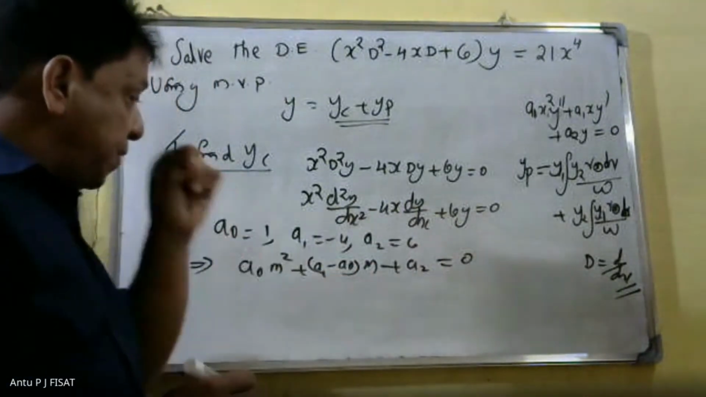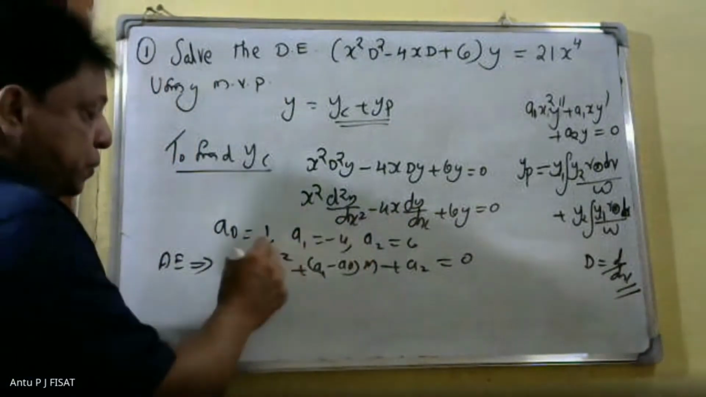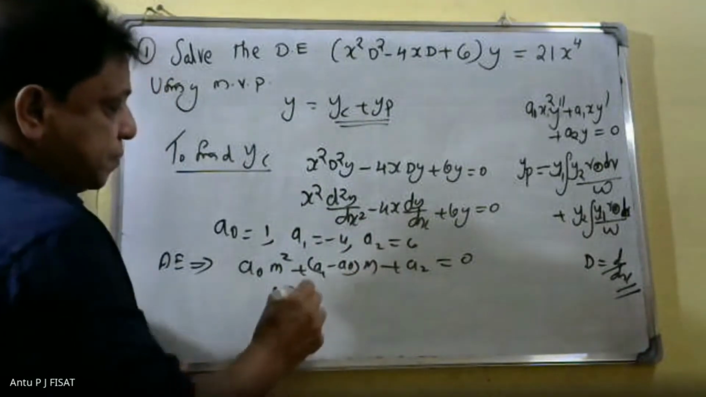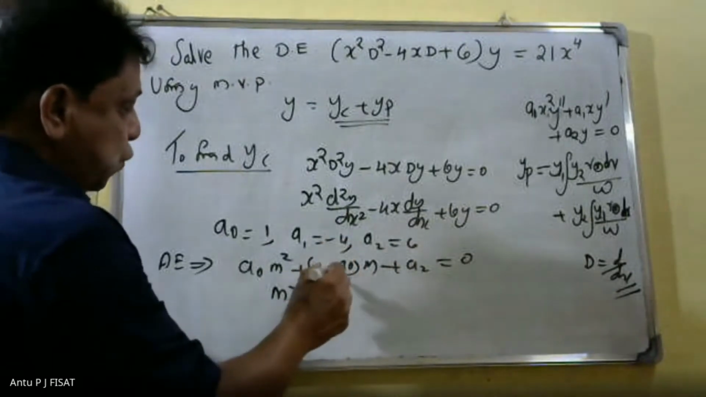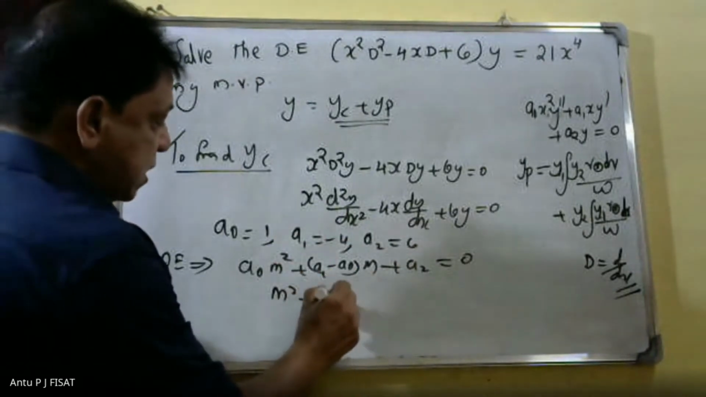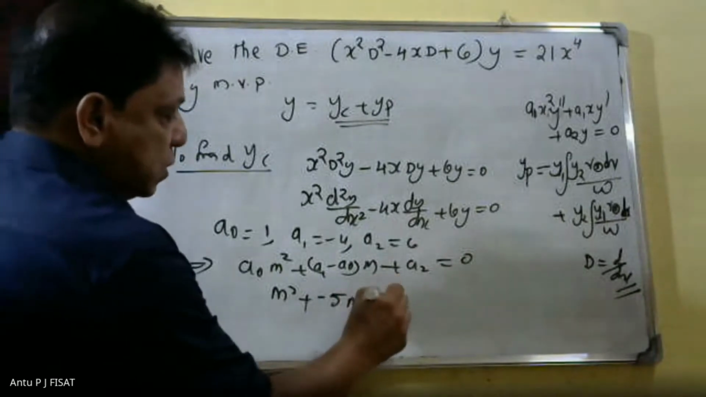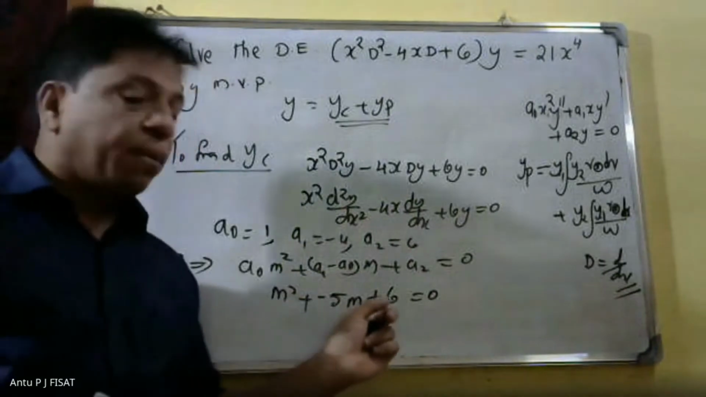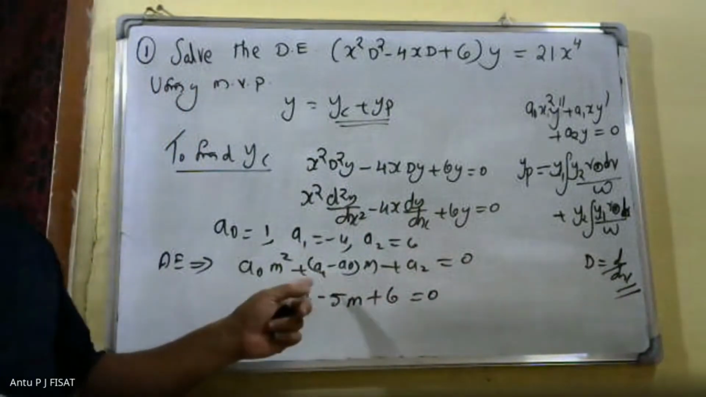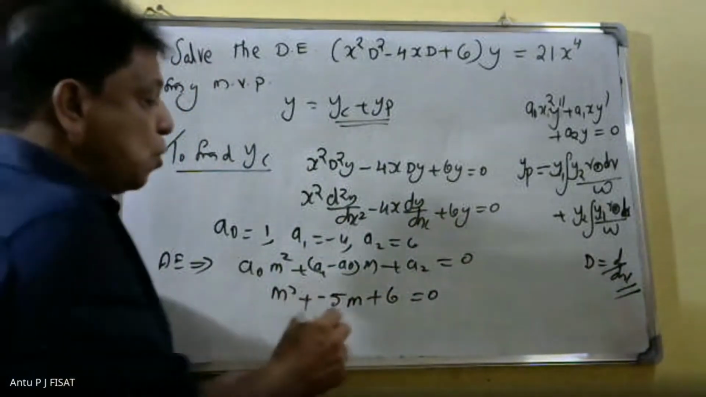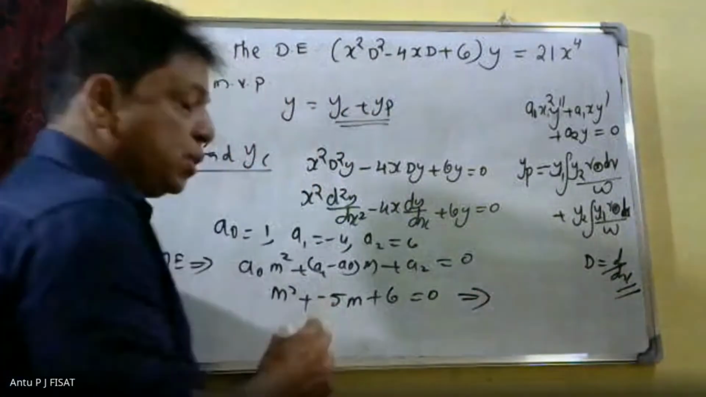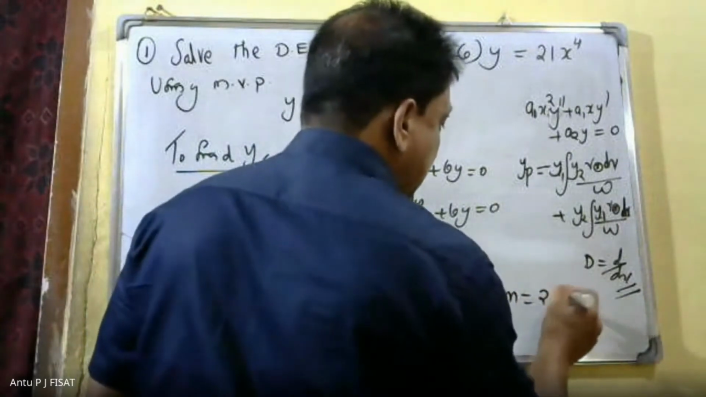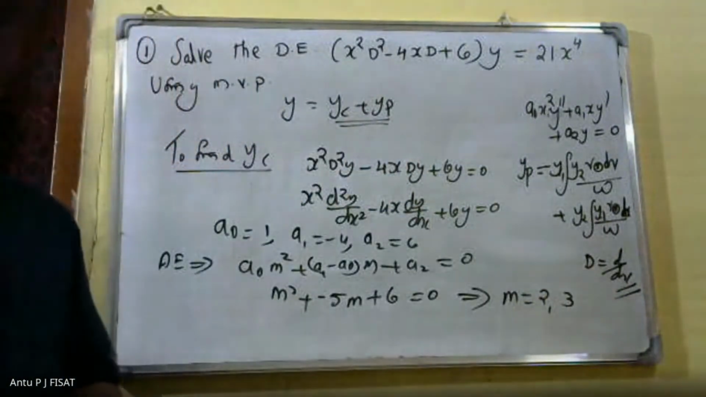In the auxiliary equation, we substitute the values of a0, a1, a2. Therefore, a0 = 1, so m² + (−4 − 1) m + 6 = 0, that is m² − 5m + 6 = 0. Solving this quadratic equation, we get the values of m = 2 and 3.